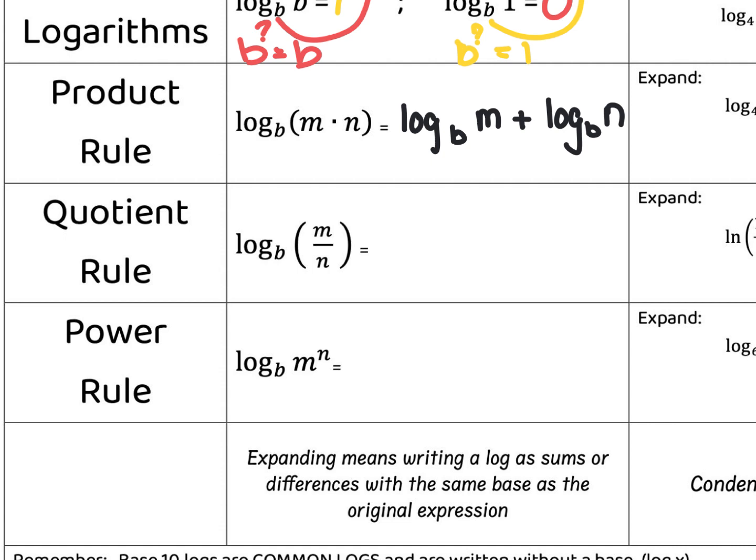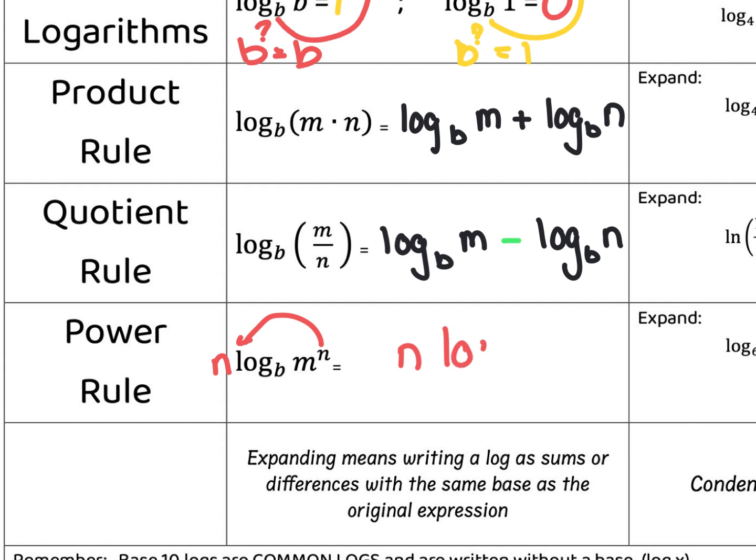The quotient rule, log base b of m divided by n, just like exponents, has a subtraction relationship. This is equivalent to log base b of m minus log base b of n. And the power rule, if you think of exponents, has a multiplication relationship. What happens is this exponent comes out front and is multiplied by the log. So it's n times log base b of m.